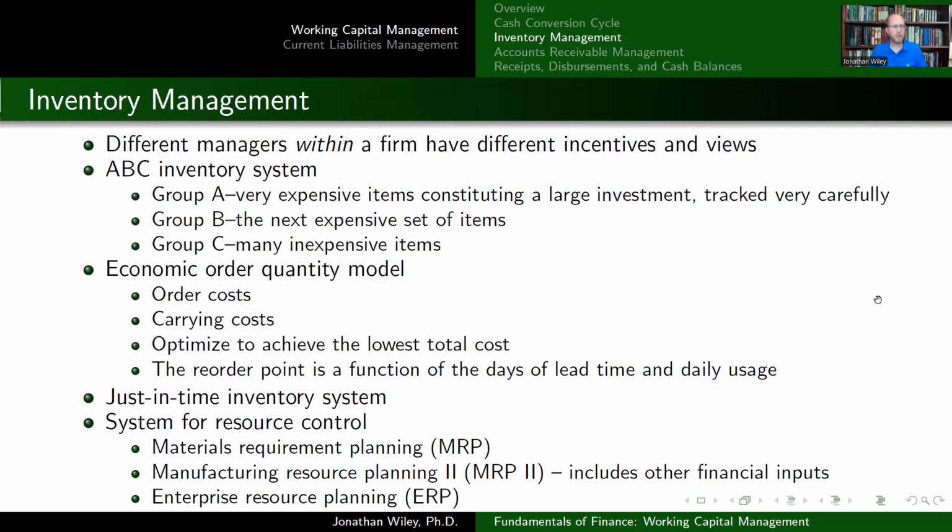Right, so in this video, I'm going to talk a little bit about inventory management and how that relates to working capital management. When dealing with inventory management, it's important to note that different managers, even within a firm, could have very different incentives and views.